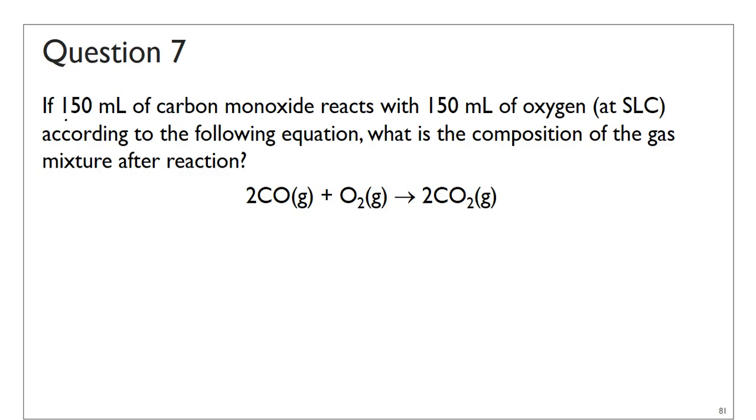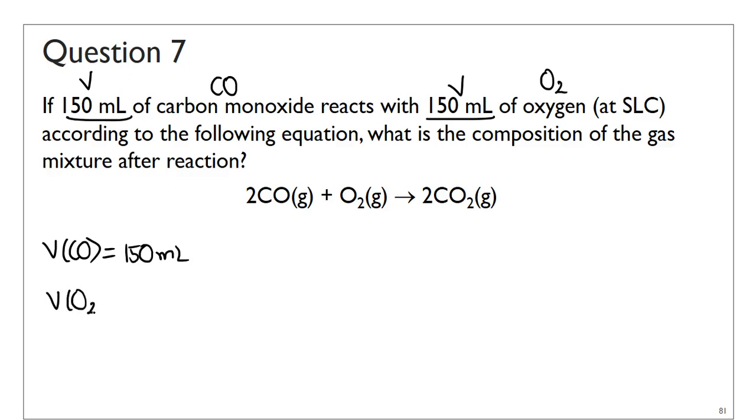First of all, the first thing that they give you, 150 mL, is volume. Carbon monoxide is CO. So I'm going to try and understand and analyze the question at the same time. The volume of carbon monoxide given is 150 mL, and you're also given 150 mL of oxygen. Hopefully you remember that oxygen is O2. So the volume of oxygen is also 150 mL.